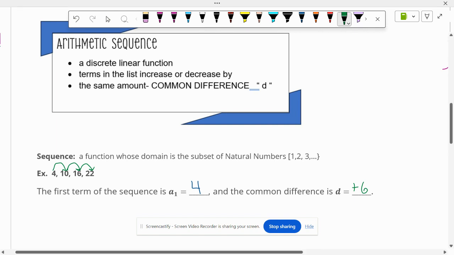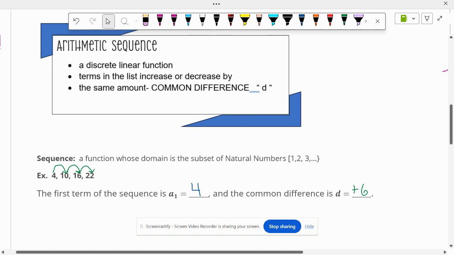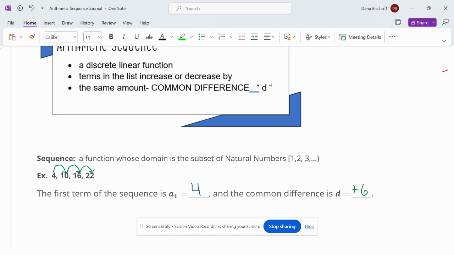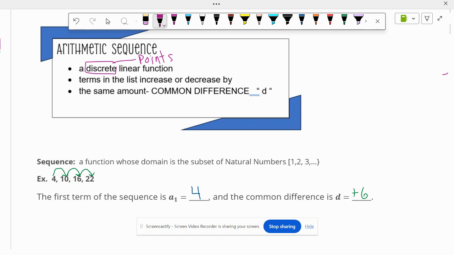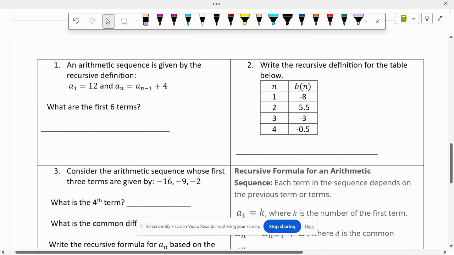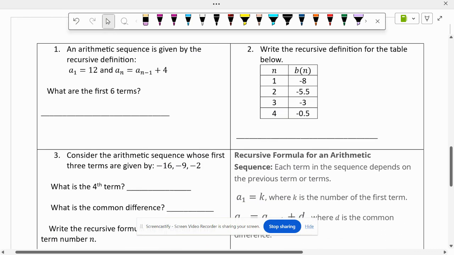Okay, that's it for the front page. The front page is just kind of a reminder of what a sequence is. I put a definition there. It says a sequence is a discrete linear function. Discrete means that it's only points. I'm going to add that up there. The word discrete means it's just going to be the points. We don't connect it with a line, just the points. The terms in the list increase or decrease by the same amount. It's called a common difference.